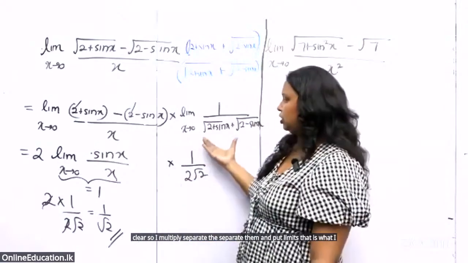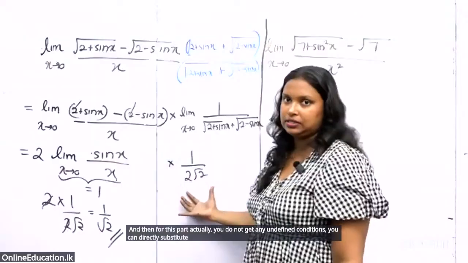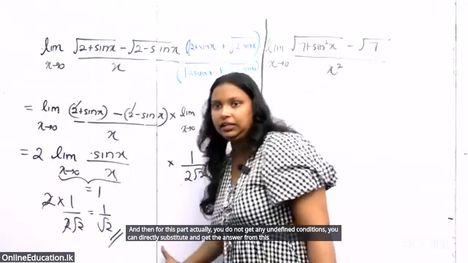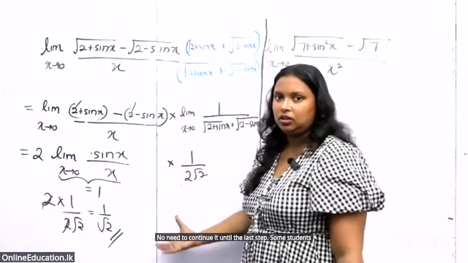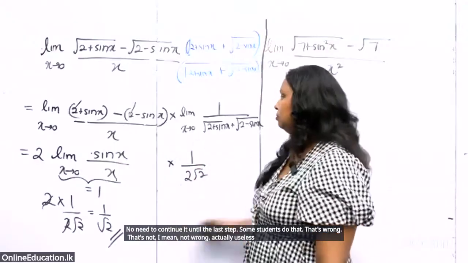And then for this part, actually, you don't get any undefined conditions. You can directly substitute and get the answer from this. No need to continue it until the last step. Some students do that. That's wrong. That's not, I mean, not wrong, actually useless. Wasting time. Make a method.